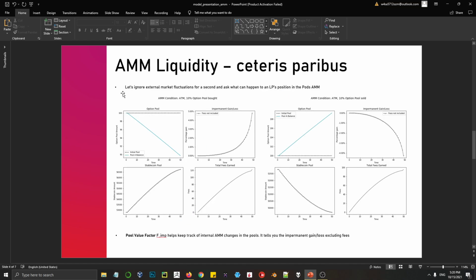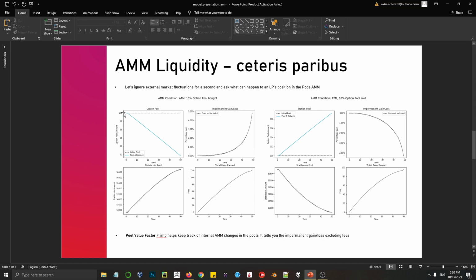So let's look at a condition where we, let's say, ignore for a second market fluctuations and just focus on what's going on with an LP's position in the Pods AMM. So just looking at what can possibly happen. In general, there are primarily only two directions that can take place over the life of the AMM option series. They are either more people are buying the option or more people are selling the option.